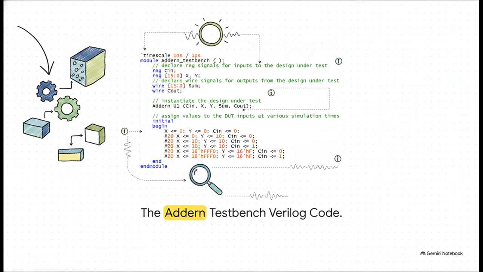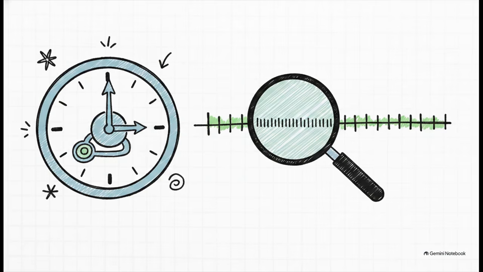Notice near the top, the module adder_testbench is declared with empty parentheses. It has no inputs or outputs of its own. It's completely self-contained. So let's break this down, almost like we're translating it, to understand how it controls the simulation. It all starts at the very beginning.